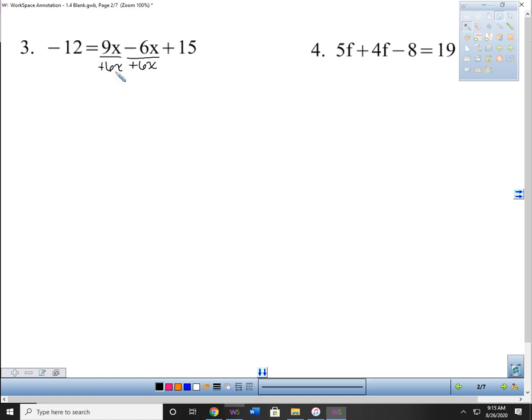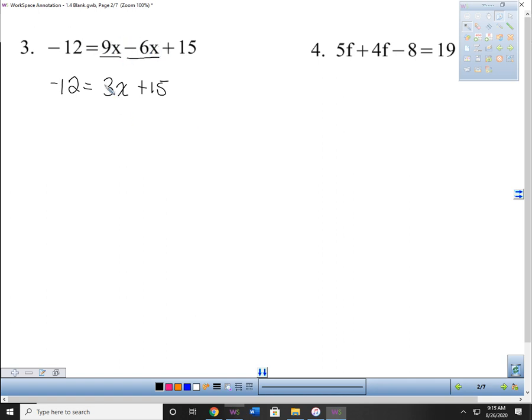That's incorrect. That's incorrect because I don't do the opposite of something unless I'm trying to move it to the other side. These are on the same side. Therefore, I'm just going to put them together. So when I put together 9 and a negative 6, that gives me 3x. So you don't do the opposite sign of addition and subtraction unless you are going to move it to the other side. These are on the same side of the equal sign, so just put them together.